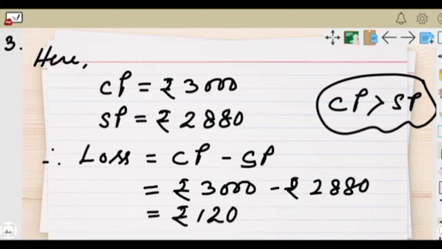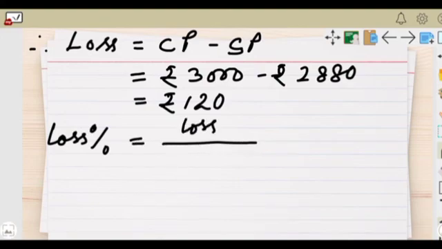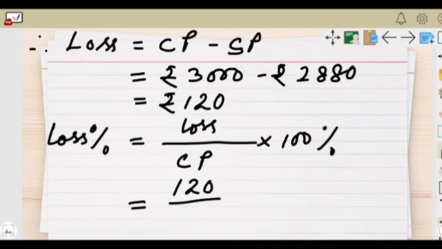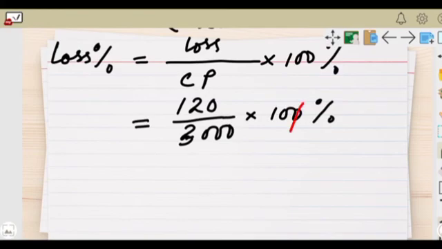Okay, now we have got the loss, and next we are going to find the loss percent. Loss percent: loss divided by CP into 100, and then there will be percent. What is the loss? Loss is 120. What is the CP here? 3000. Okay, into 100, then here percent. We're going to cancel now. I can cancel this 00 and then this 00. At the last, you can cancel again 0 and this 0. Then we have now 12 by 3. So 3 times how much is 12? So the loss percent is 4%.